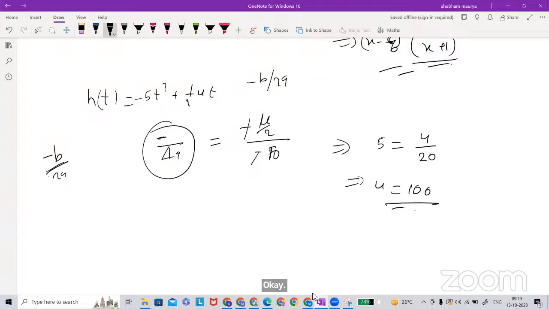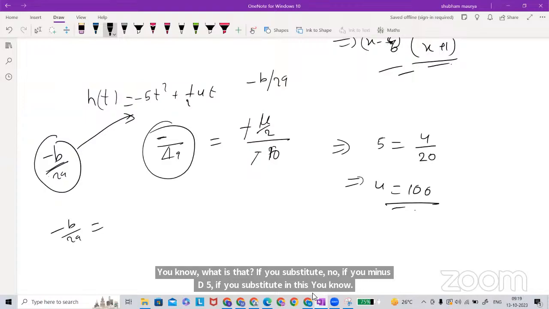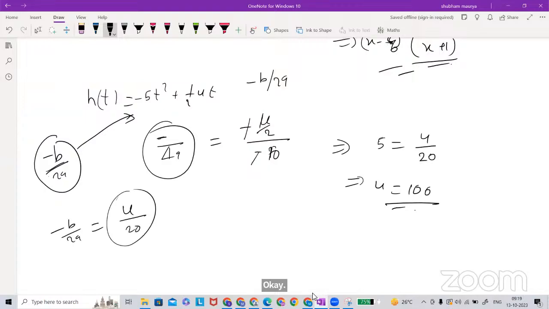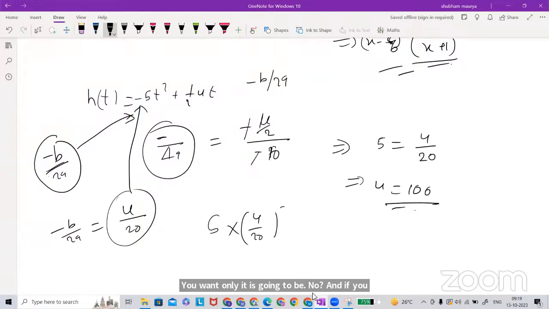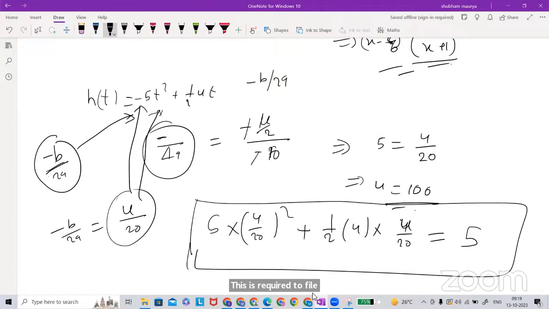See, if you substitute, what is minus b by 2a here? It is going to be u upon 20, right? And if you substitute here in this equation, 5 into u upon 20 whole square plus 1 by 2 u into u upon 20, and then that's all. This is the height at the axis of symmetry. This is equal to 5.